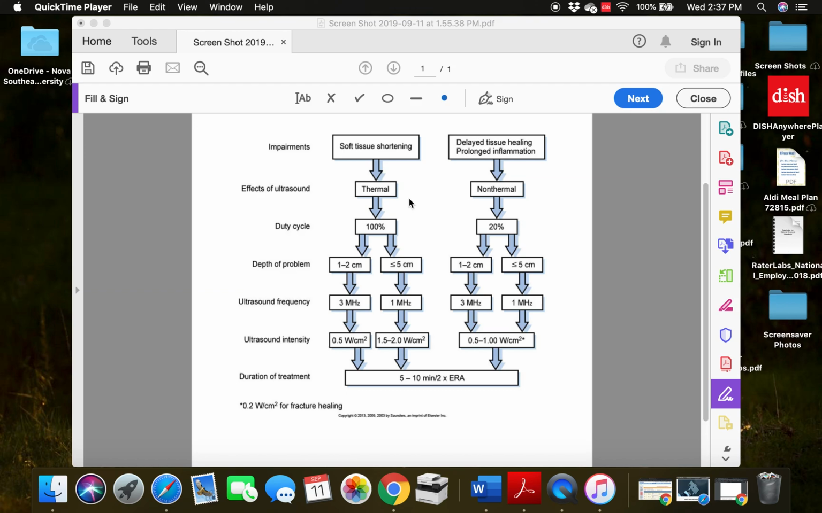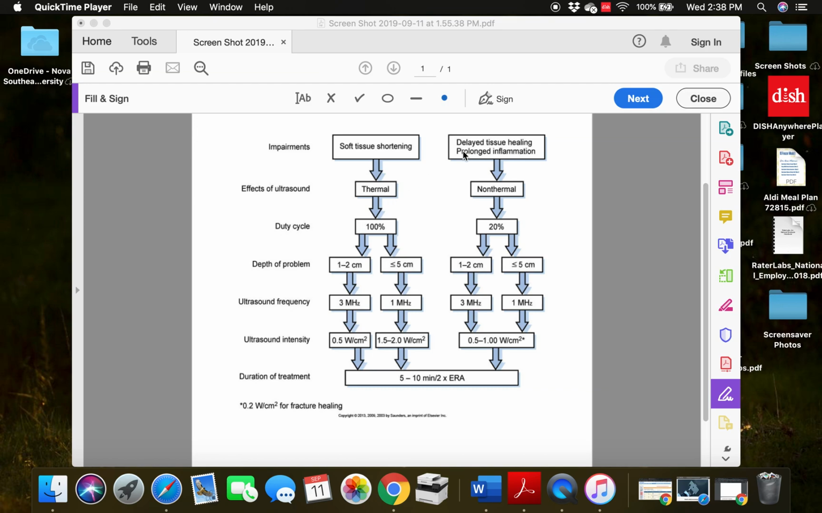Okay, guys. So let's say you have a patient come in and you know you want to use ultrasound. Depending on what kind of impairment your patient has is going to determine what type of ultrasound you're looking for or what kind of effect you want to have. So let's say you have a patient with soft tissue shortening. They have some tight areas and they need you to help them stretch them out. We want to use a thermal effect for that, right? So we would choose thermal ultrasound.